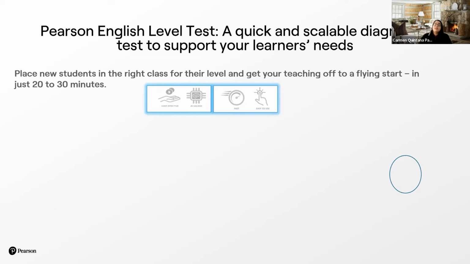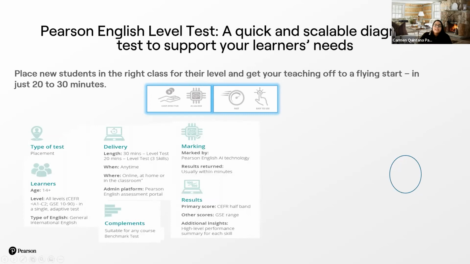But when they actually have to use their productive skills, for example, you can determine that their level is somewhat lower than initially expected in that multiple choice assessment. So what Level Test does is it offers a cost-effective, artificial intelligence-backed, fast, and easy-to-use alternative.